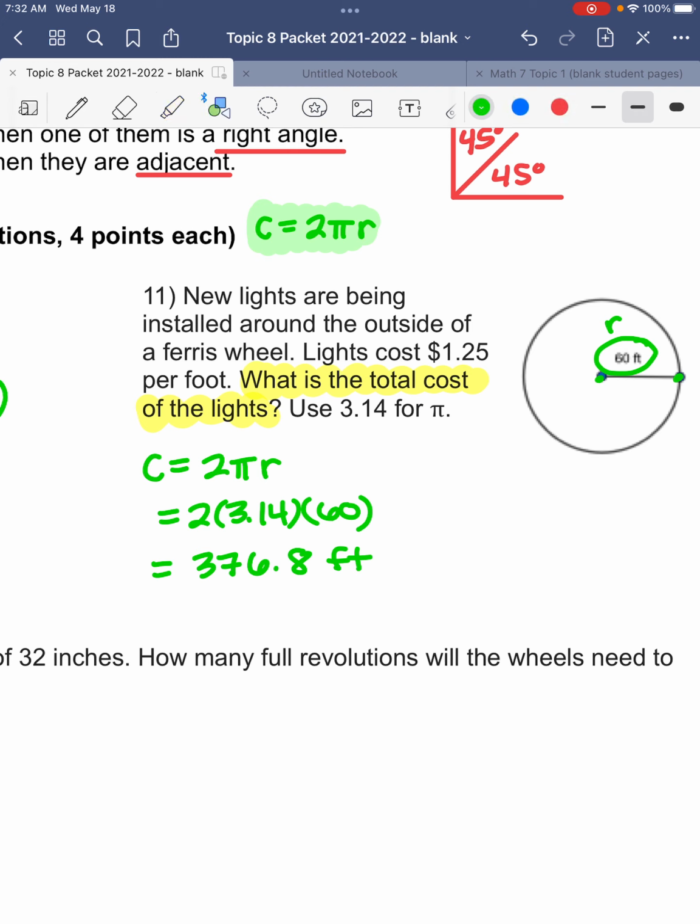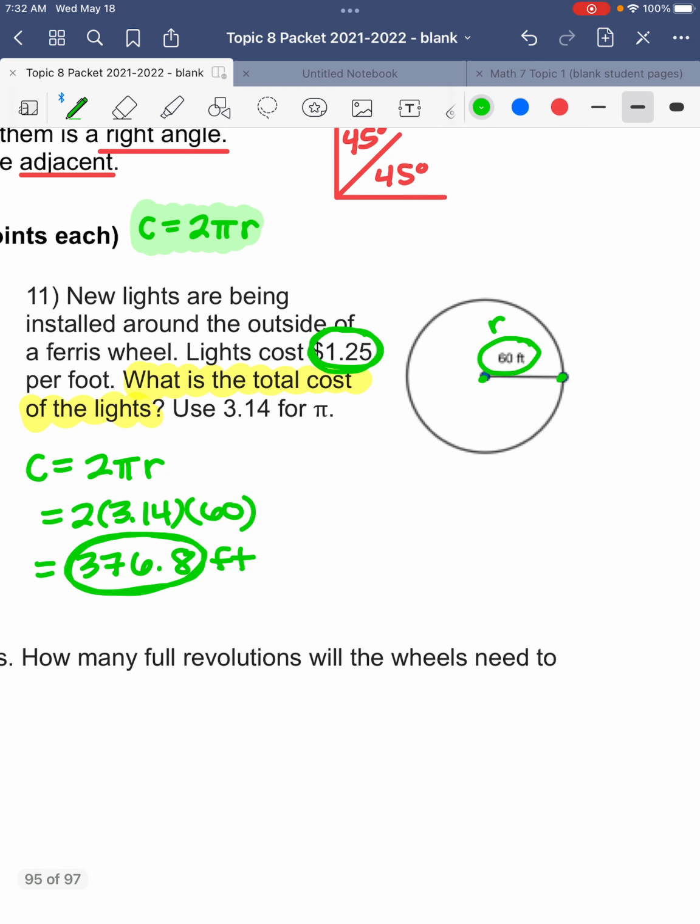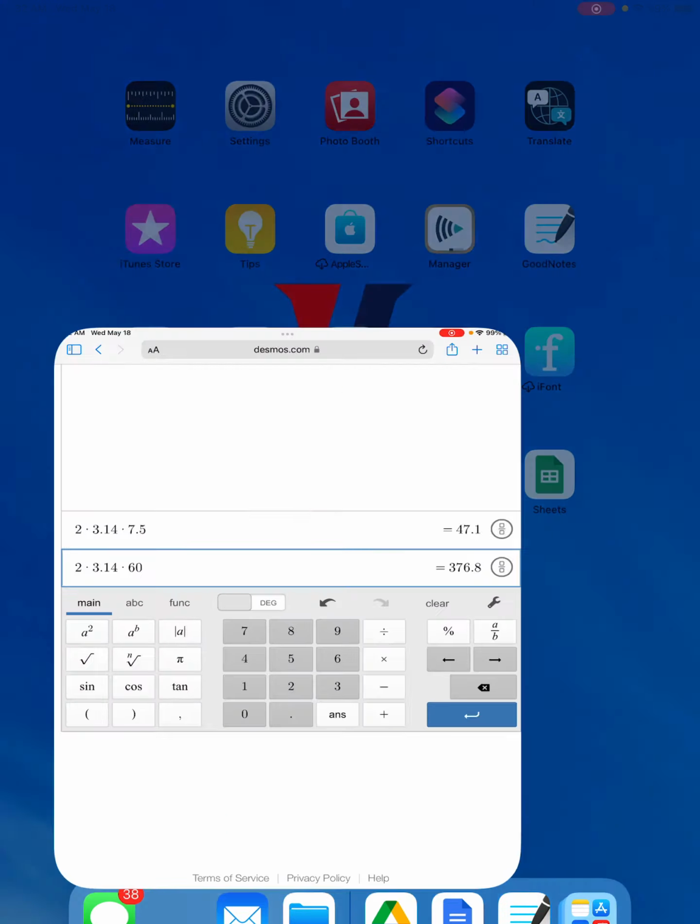And I know that the lights cost $1.25 per foot. So what should I do with $1.25 and 376.8? Did you say multiply them? Because if you did, you're correct. So we take our circumference, 376.8, and we multiply it with 1.25. So let's put that in our calculator and see what we get.